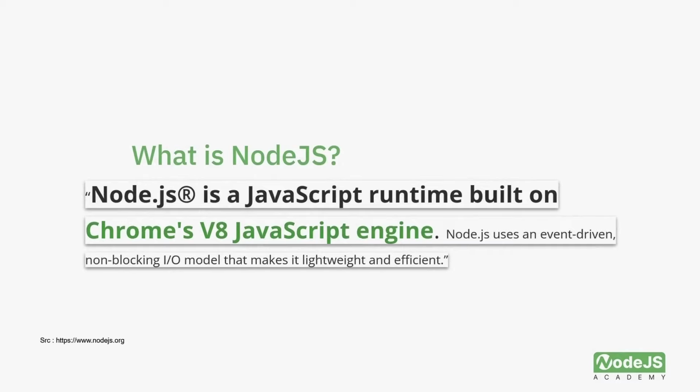Let us understand this line by line. In the first line, we can see the statement, Node.js is a JavaScript runtime built on Chrome's V8 JavaScript engine. Node.js is not another programming language like JavaScript, C, or Python. Instead, it is just a JavaScript runtime.